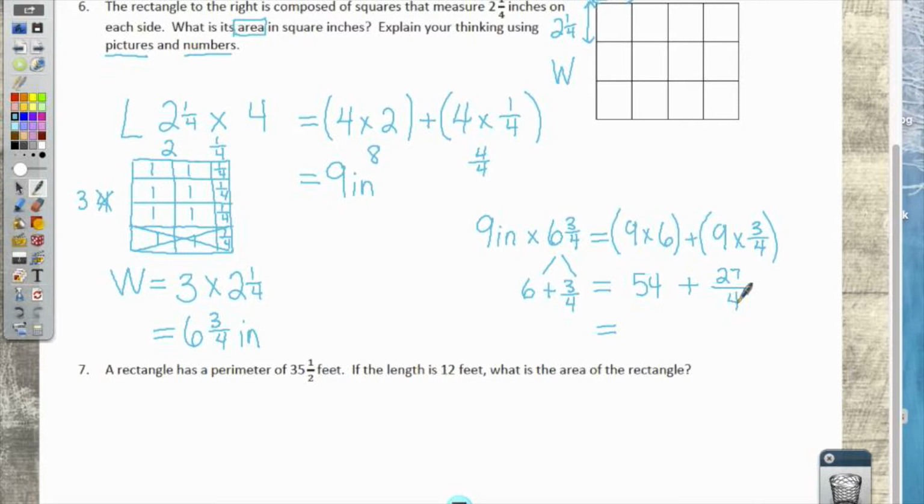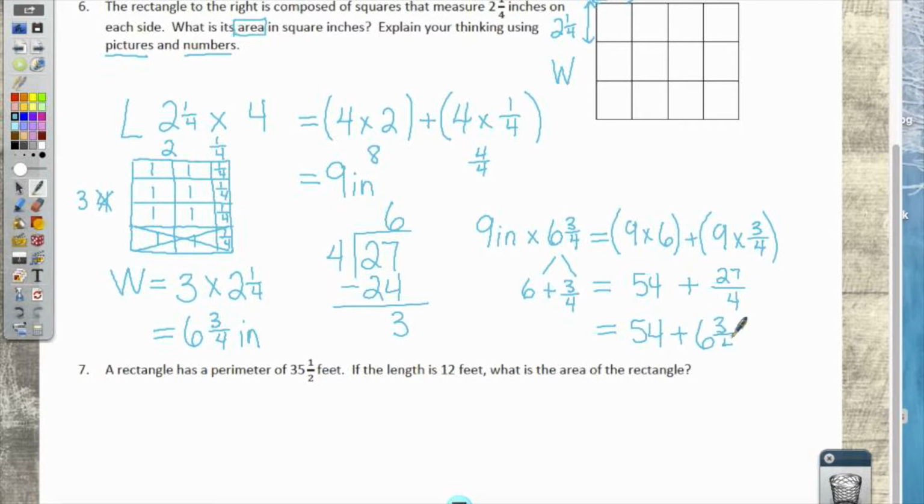54 and 27/4 is not really an answer I want to give. What do I need to do to this improper fraction? Turn it into a mixed number. Turn it into a mixed number, so long division. Easiest way. Okay, Jair. 4 times something equals 24. What is it? 6. Okay. So, rewrite 27/4 as a mixed number for us, Jair. Oh, 6 and 3/4. Very good.